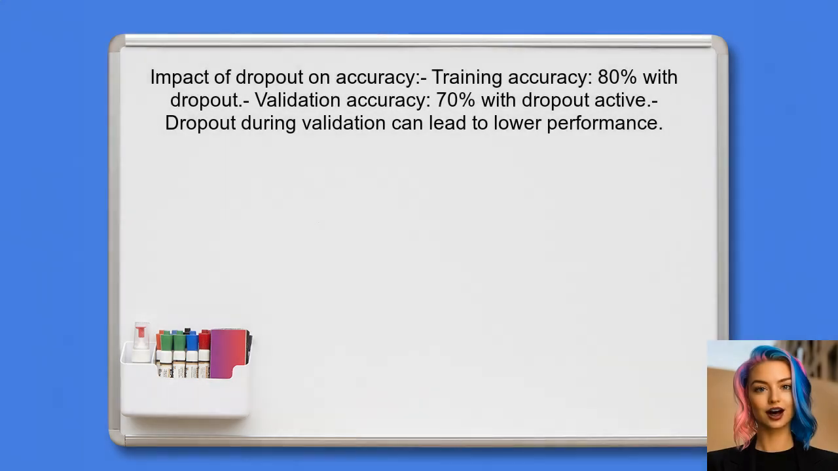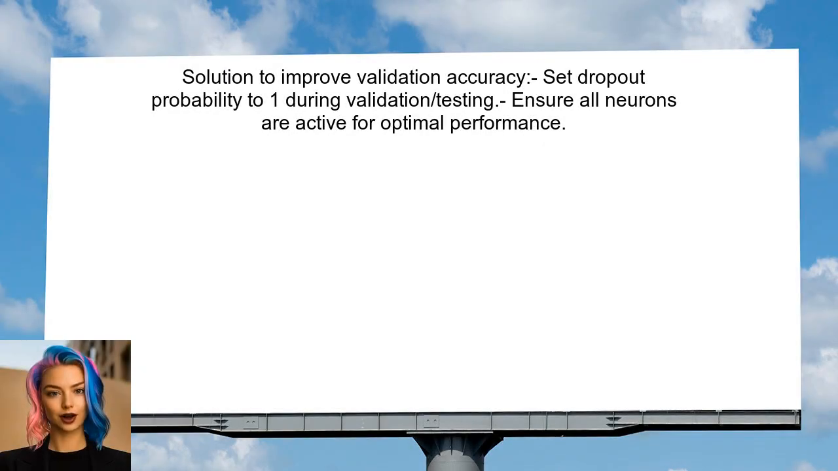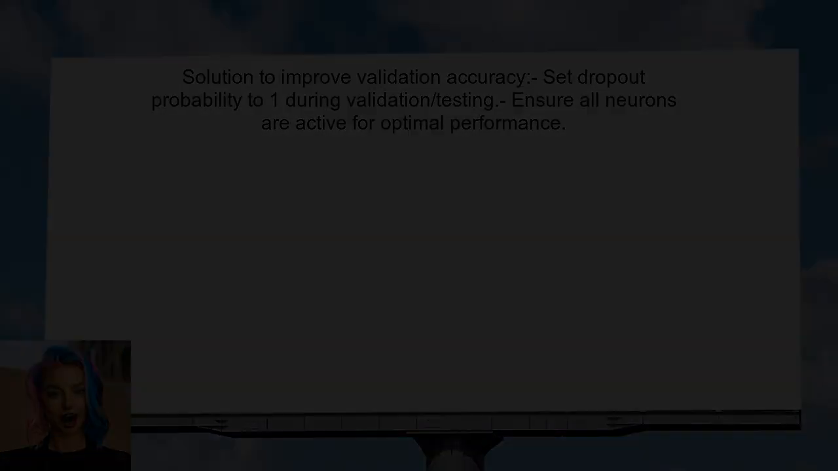Now, regarding the user's experience with accuracy dropping from 80% to 70%, this is indeed a significant change. When dropout is active during validation, the model's performance can be adversely affected because it is not utilizing all its capabilities. To fix this issue, the user should ensure that the dropout probability is set to 1 during validation and testing. This means that all neurons are active, allowing the model to perform optimally.